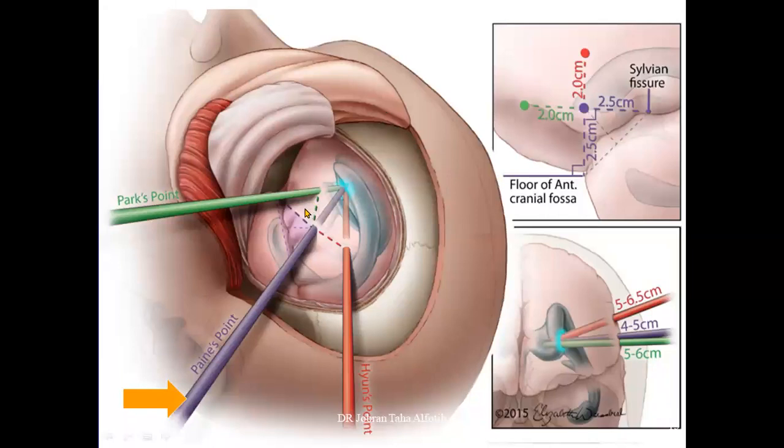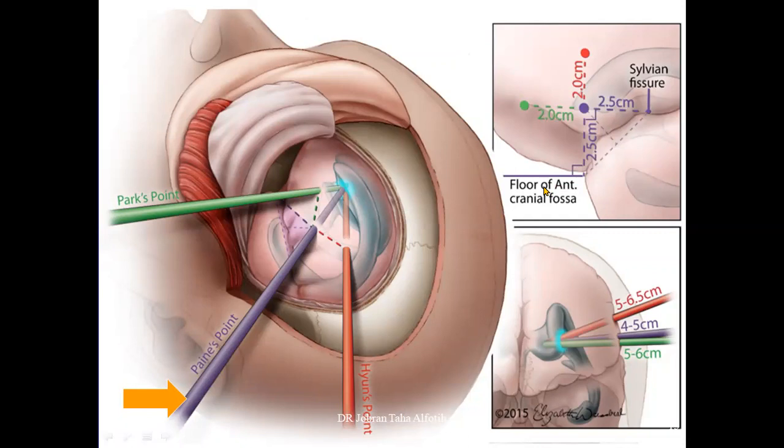As we see in this beautiful picture, here is the anterior fossa, this frontal lobe. Here is the temporal lobe. Here is the Sylvian fissure. So here is the Sylvian fissure, and 2.5 centimeter, and 2 from the anterior cranial fossa, and 2.5 from the Sylvian fissure. Intersection point will be the Payne's point, as we see in this picture more clear.